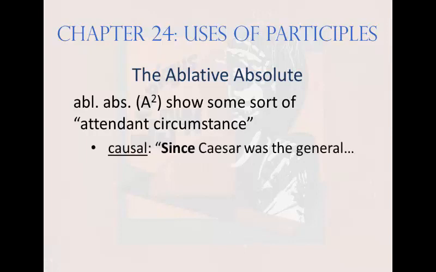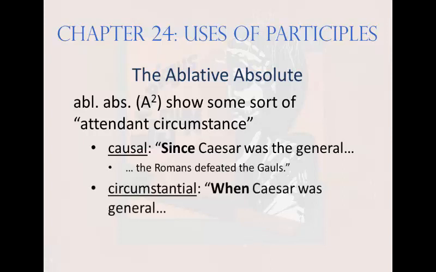Well, an ablative absolute like "with Caesar as general" can imply cause. Thus, interpreting that ablative absolute as "since Caesar was the general" makes sense, particularly if the main sentence goes on to say something like, the Romans defeated the Gauls. But in other circumstances, an A squared may merely show circumstance, not cause, in which case it's best to translate this A squared as, "when Caesar was general, Rome experienced civil turmoil," or something like that.